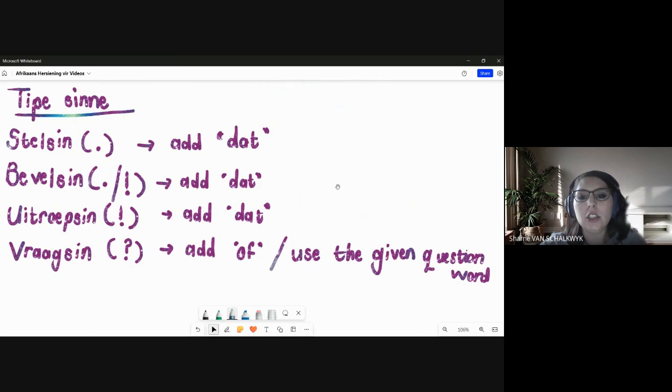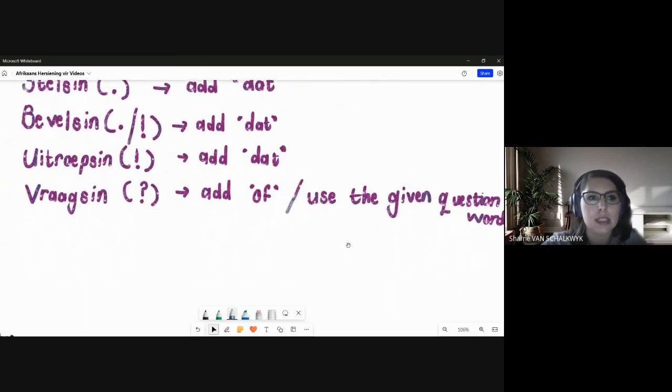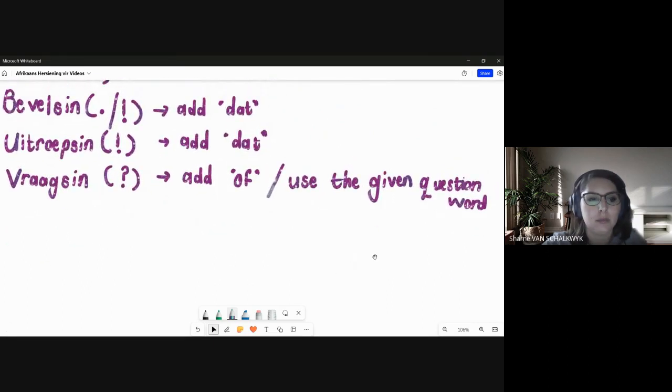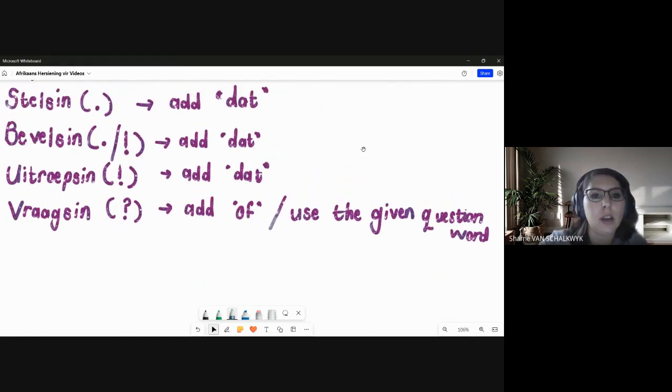So let's do a few where it is just the stelling. We're just going to look at direct to indirect still, but now when we do it with a stelling. So this is a normal statement. So ek kom ons sê, Annie sê.